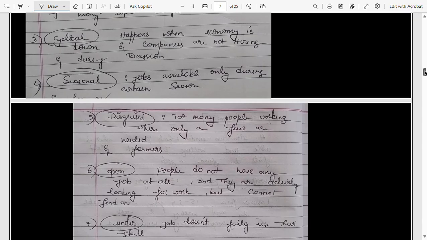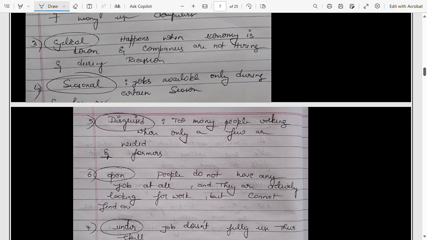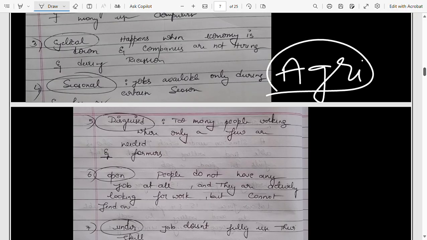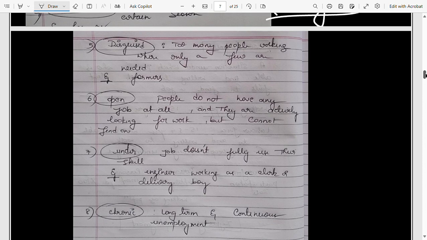Then what happens in seasonal unemployment? In seasonal, jobs are available only during certain seasons. The best example is the agricultural field, where they work for 6 months, and for the rest of the 6 months they are unemployed because they wait for the crops to grow, right? Then we have disguised unemployment. What is disguised? Here, too many people work. If the job role is meant for only two people, but five people are working. Again, the example is farmers.